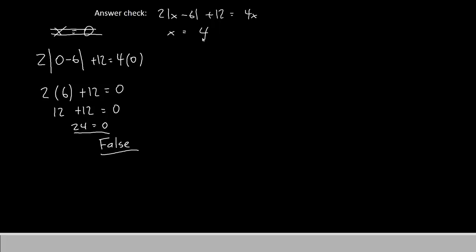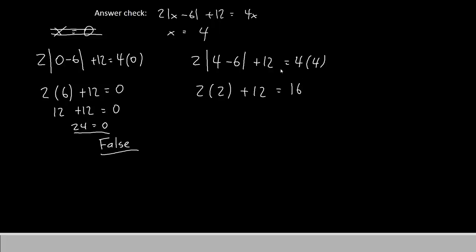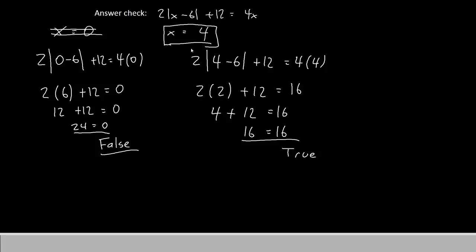We'll try again with 4 now. We'll have 2 times absolute value of 4 minus 6 plus 12 equals 4 times 4. 4 minus 6 gives negative 2, but the absolute value is positive 2. And 4 times 4 is 16. Well, 2 times 2 is 4, plus 12 equals 16, and our final statement is 16 equals 16. That is true. Therefore, x equals 4 is a correct answer, and x equals 0 is not.